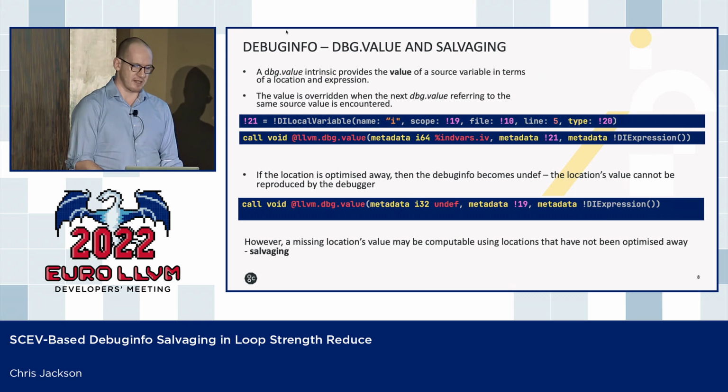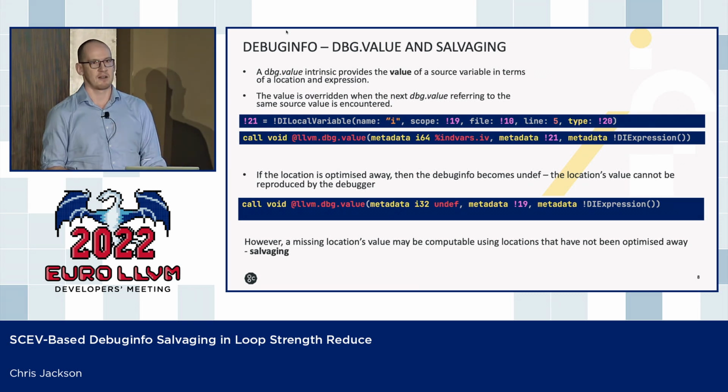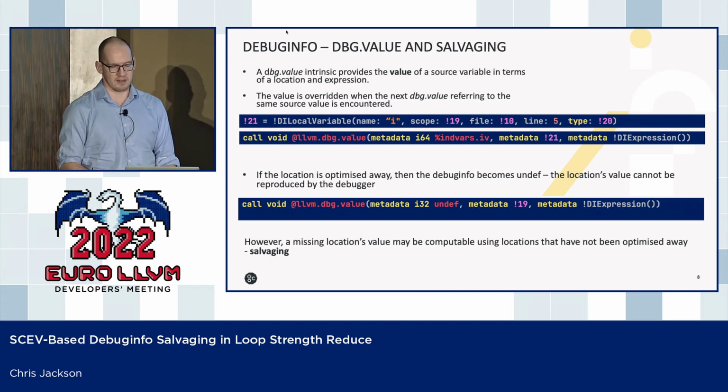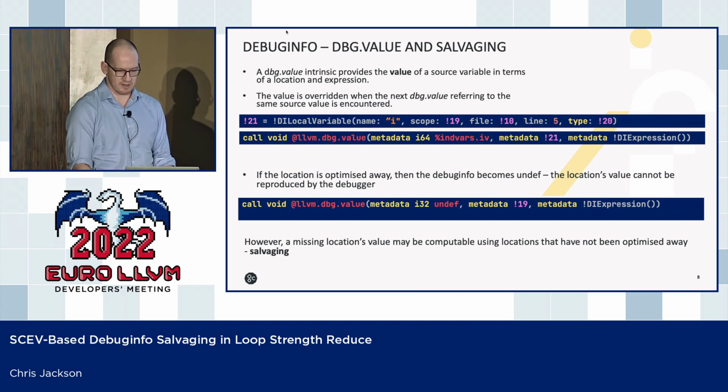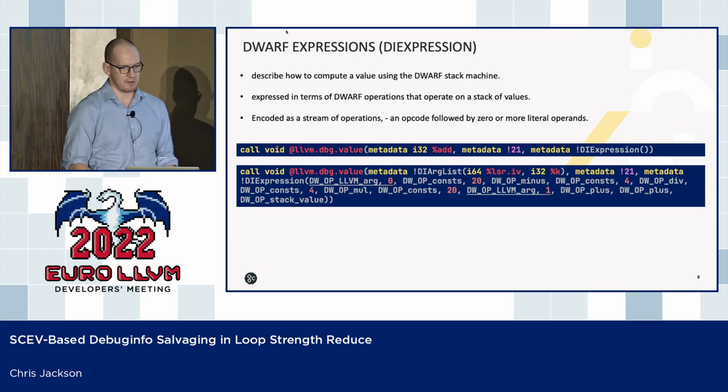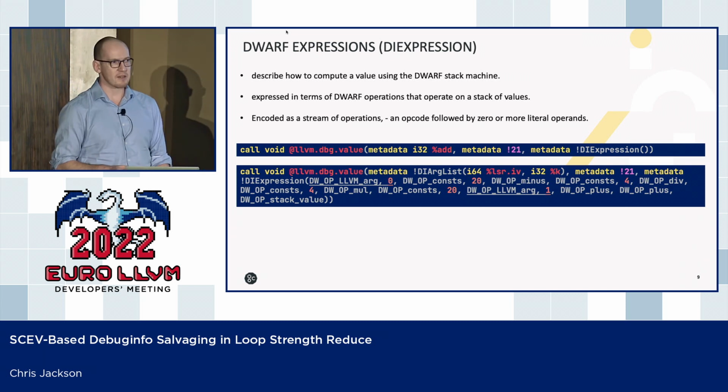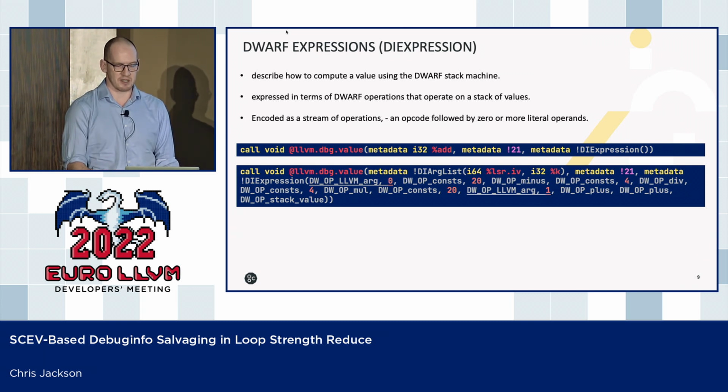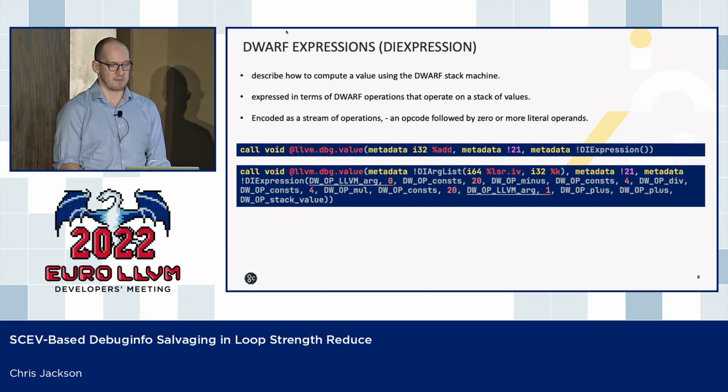So there are more intrinsics for debuginfo. You can look at those in the talk I cited earlier, but we don't need to discuss those right now. So a dwarf expression, aside from being the third argument of a debug.value, describes an assembly program in the dwarf stack machine. It's expressed as a string of operations that refer to the first argument of the debug.value, which is one or more locations.